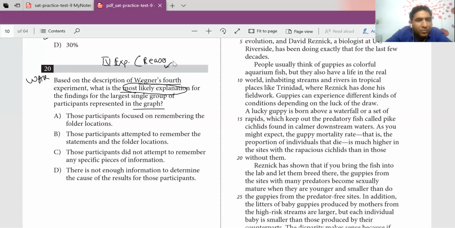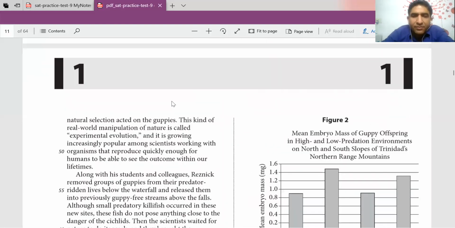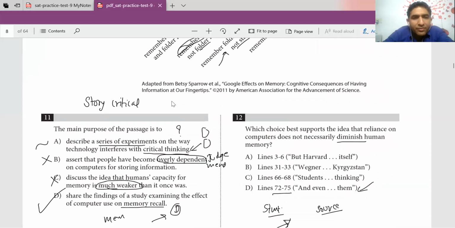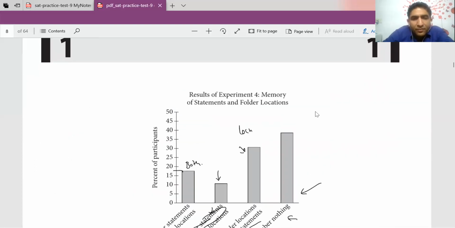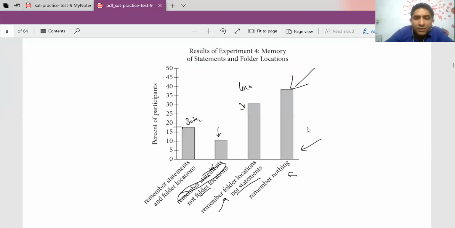So when you are asking for an explanation, you are asking for a reason for the finding of the largest single group of participants represented in the graph. So now they are talking about the largest single group in the graph. So what is the largest single group in the graph? The largest single group in the graph is this one, which means what? Remember nothing. So why do people remember nothing is the question.